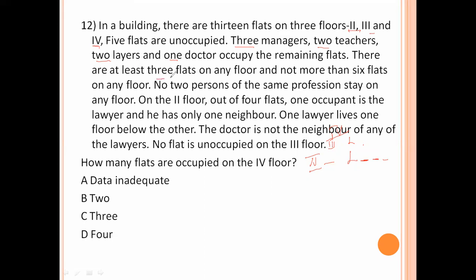There are at least 3 flats on any floor. Totally 3 plus 2 is 5, 5 plus 2 is 7, 7 plus 1 is 8. Here 4 is there, here 3, here 5. 5 to 6 flats are there. 4 plus 6 is 10, 10 plus 5 is 15, 15 minus 8. I think here 4, here 4. 8, 8 plus 5 is 13. Here 5, here 4. 4 plus 4 is 8, 8 plus 5 is 13.